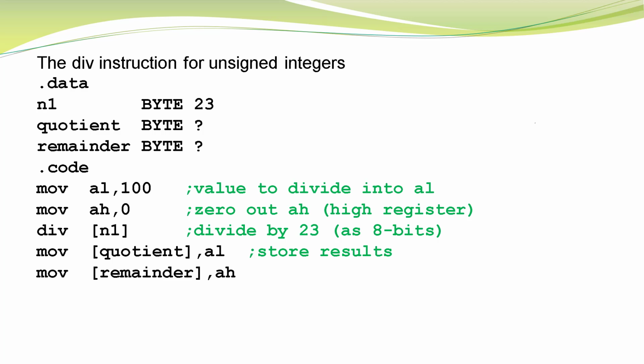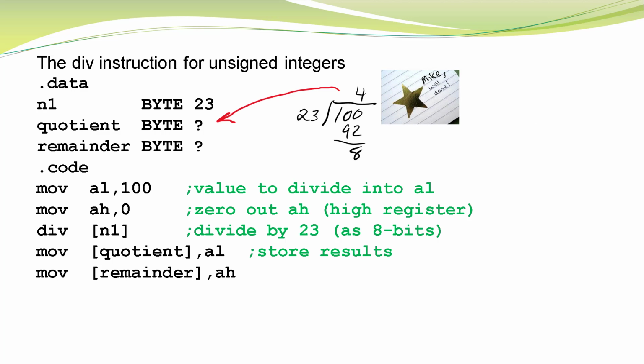Now, what that looks like is kind of like when you were in 3rd grade and doing division. It would look like this, in other words. So the quotient from AL would be stored here, and the remainder from AH would be stored here.